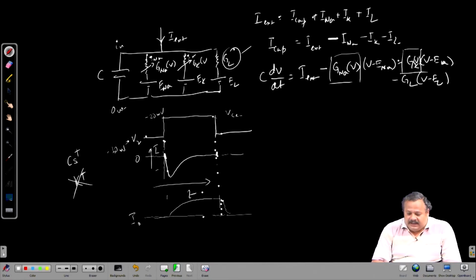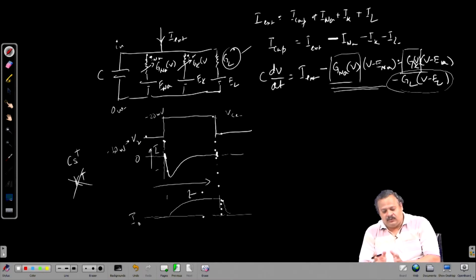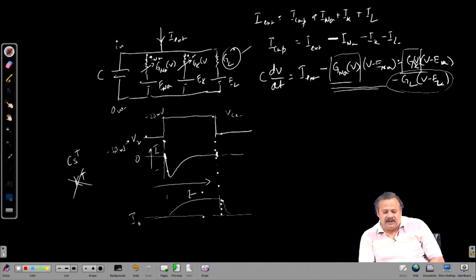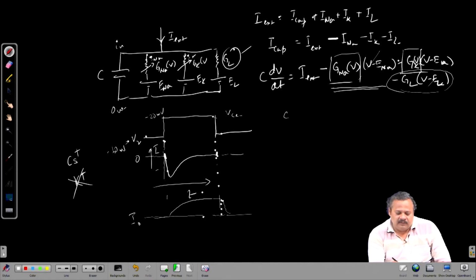So, let us say somehow we have blocked these sodium channels, and we know, because of the integrate and fire model, that we can have measurements to get G_L and E_L, so that is not a problem to estimate. Then what we have here is, if we remove this from this equation, C dV/dt equals I external minus G_K as a function of voltage V minus E_K.